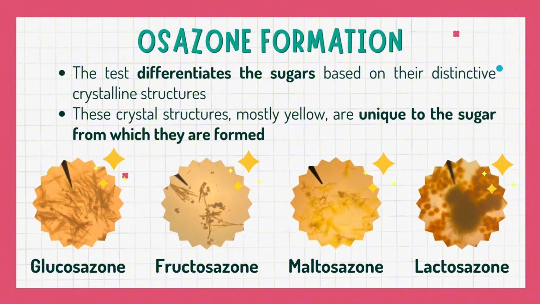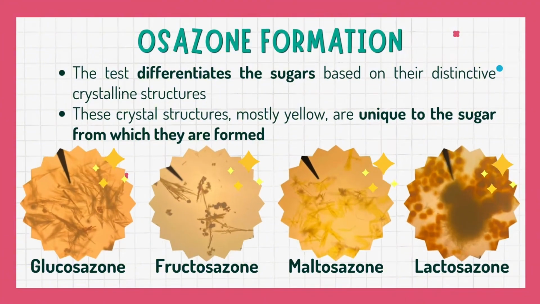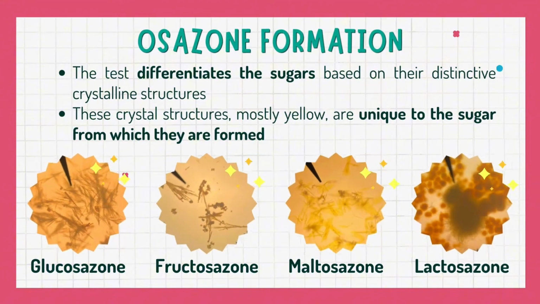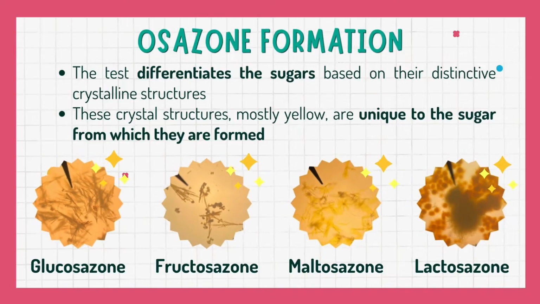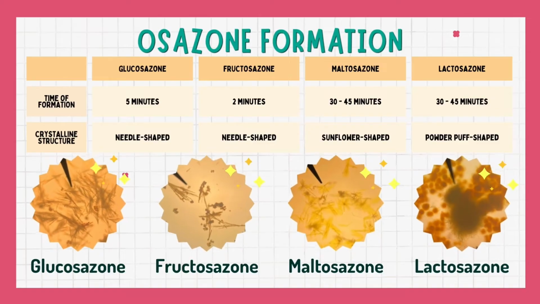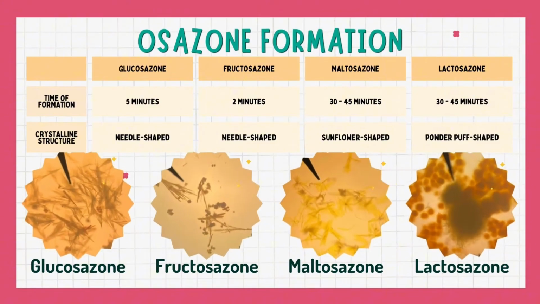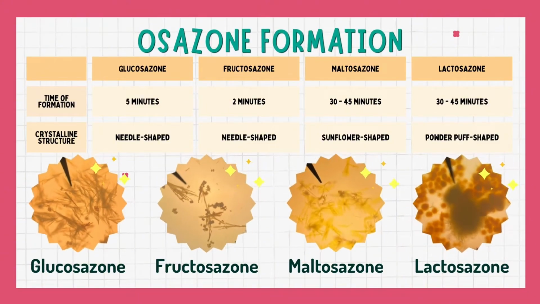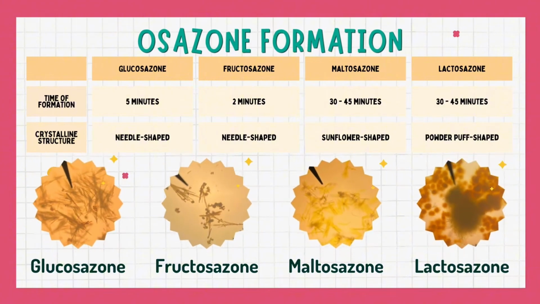Though most of them are yellow, the crystals are unique to the sugar from which they are formed, as evidenced by the pictures. They all have unique characteristics and features, although their formation process is the same. This table right here shows the properties of all four of these osazones. You can see the time it takes for these crystals to form as well as the crystalline structure's appearance.